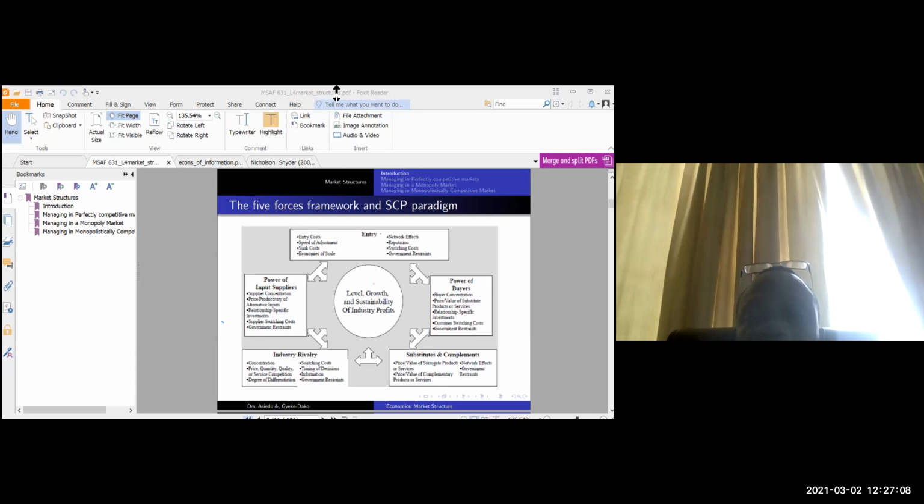That's what I was saying, that you need to analyze the market using this particular slide. It helps a lot. Power of buyers: how many buyers, buyer concentration, the price and value of substitute products in the market. If there are a lot of substitutes, then your industry is not sustainable. People can easily switch.